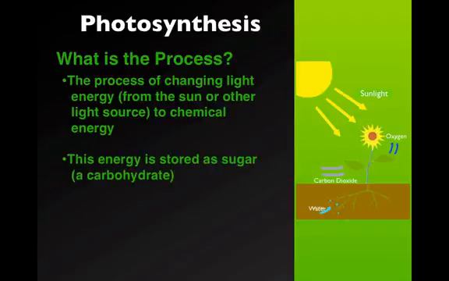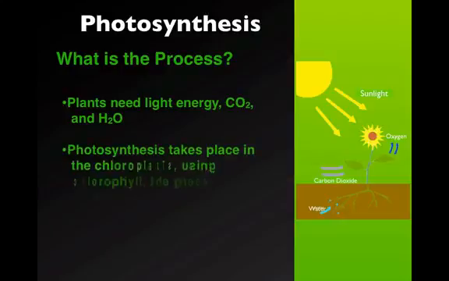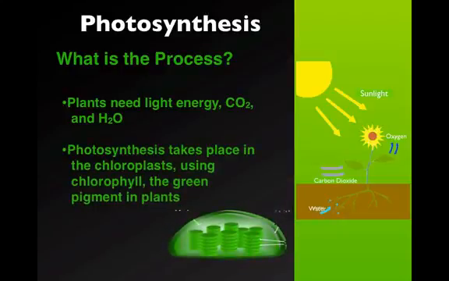So that energy, again, is stored as sugar, as a carbohydrate. And this occurs in plants and also in some algae. Now the plant needs light energy, carbon dioxide, and water in order to have this chemical reaction take place. And the place where it happens in the plant is a little organelle, part of a cell, called a chloroplast. Okay, so there's chlorophyll, and that's what makes the plant green. That chlorophyll is actually able to use the energy from the sun to convert water and carbon dioxide into sugar.